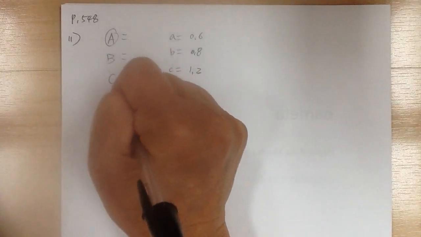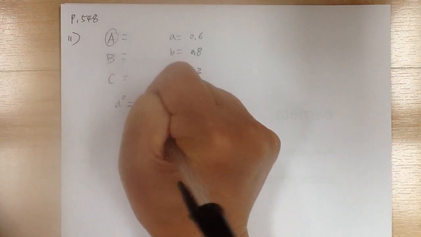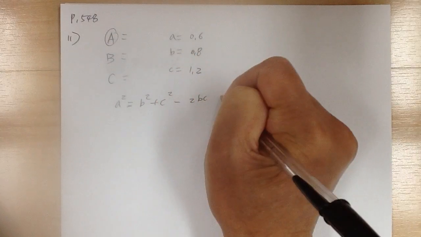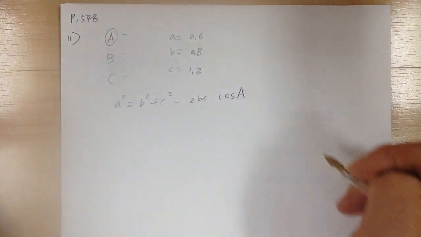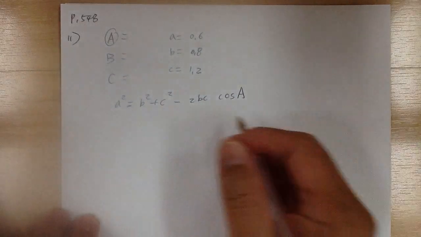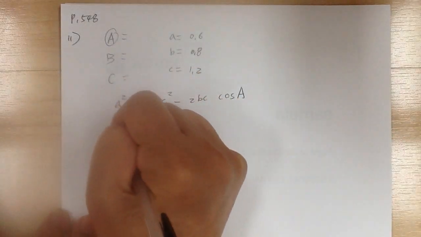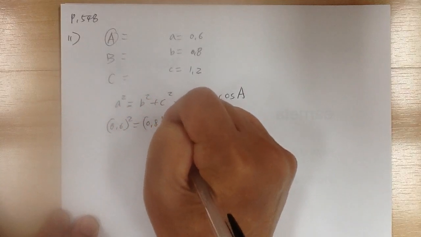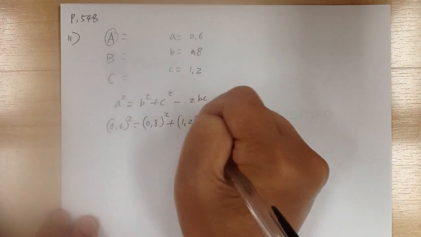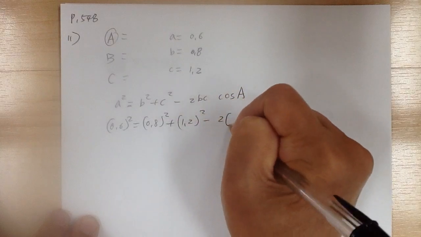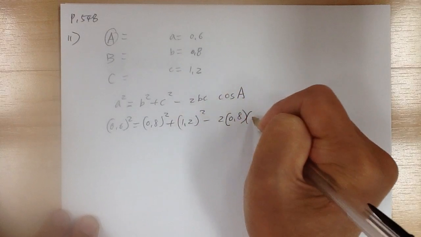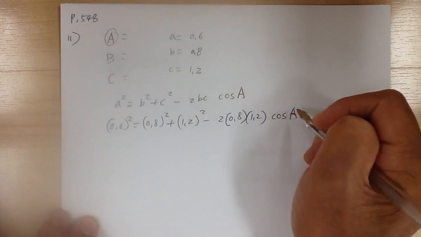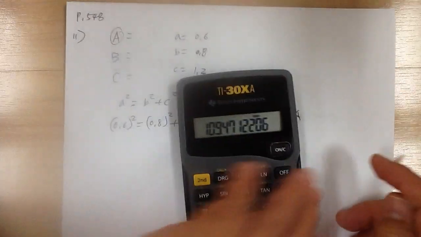So you're going to have A squared equal to B squared plus C squared minus 2BC cosine of A. Substitute everything, so you got 0.6 squared equal to 0.8 squared plus 1.2 squared minus 2BC cosine of A. Okay, so go and work things out.